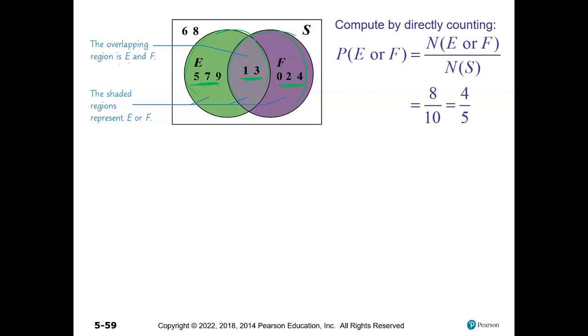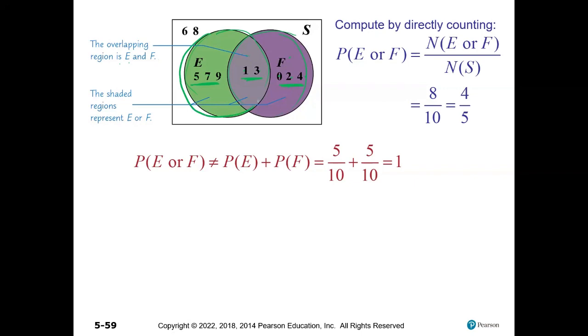The probability of E or F is not the probability of E plus the probability of F. Here's why. E circle has the numbers 5, 7, 9, 1, and 3. It has five numbers. F circle also has five numbers, 0, 1, 2, 3, and 4.